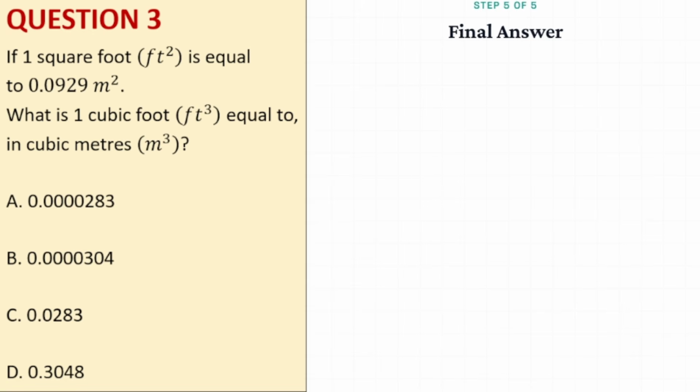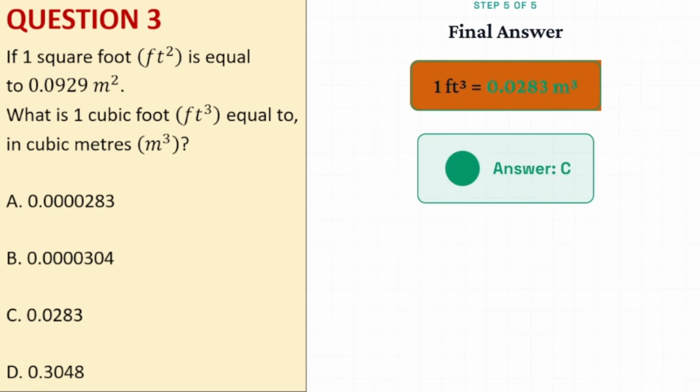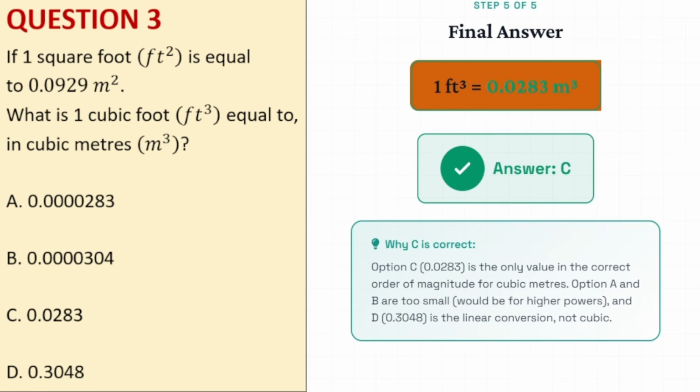Step 5. Final answer for question 3. 1 cubic foot equals 0.0283 cubic meters. The correct answer is C. Option C is the only value in the correct order of magnitude for cubic meters. Options A and B are far too small, and option D is the linear conversion, not cubic.